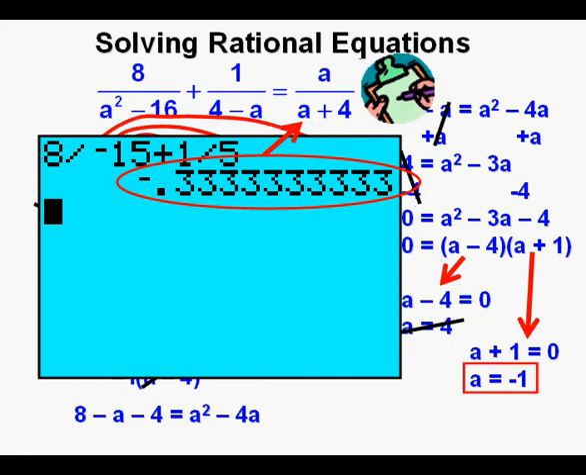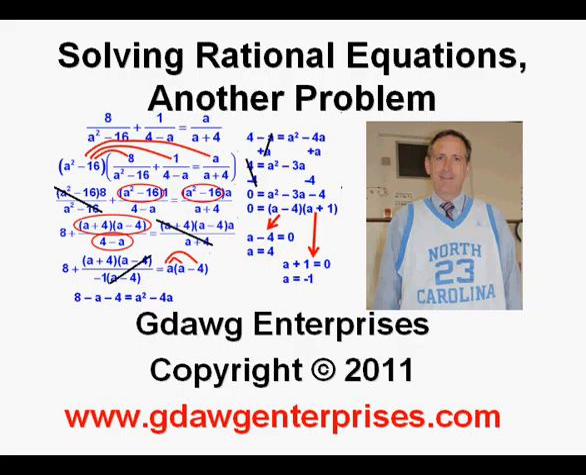And we circle or box in a equals negative 1 as our correct answer. This has been Solving Rational Equations, another problem.